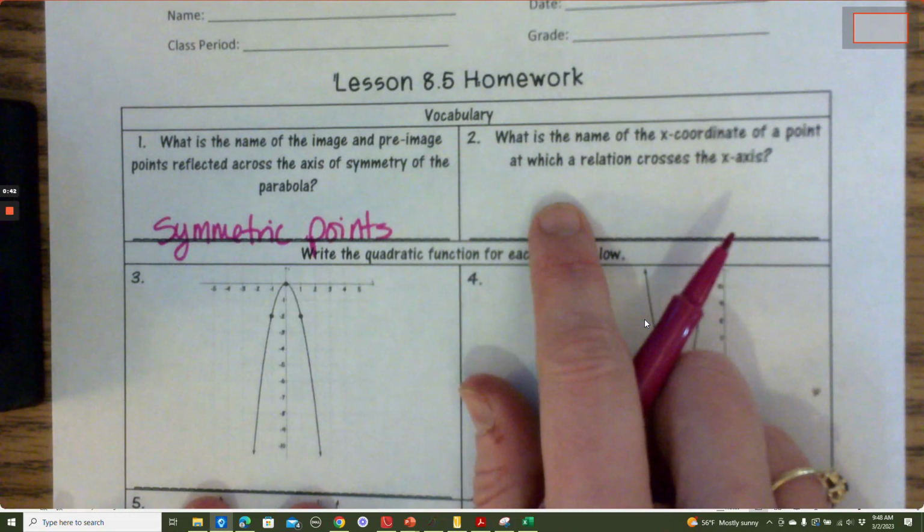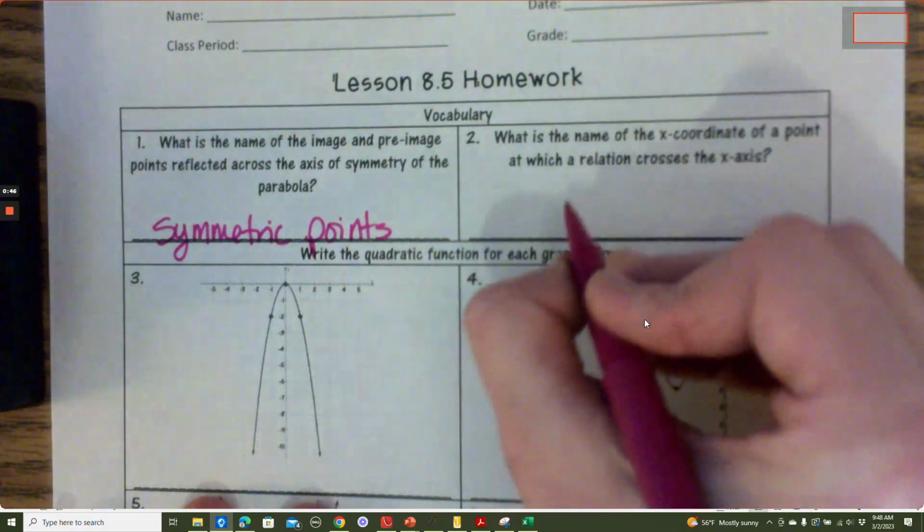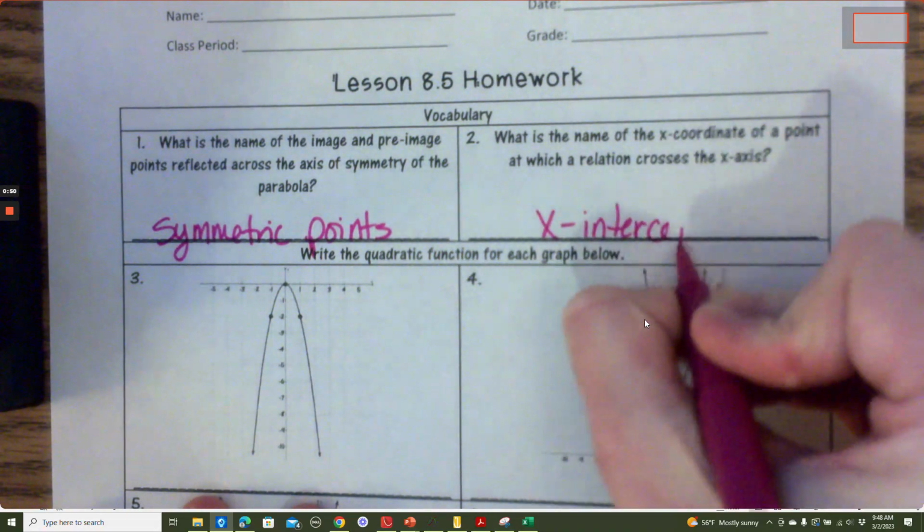And then what is the name of the x-coordinate of a point at which a relation crosses the x-axis? This is the x-intercept.